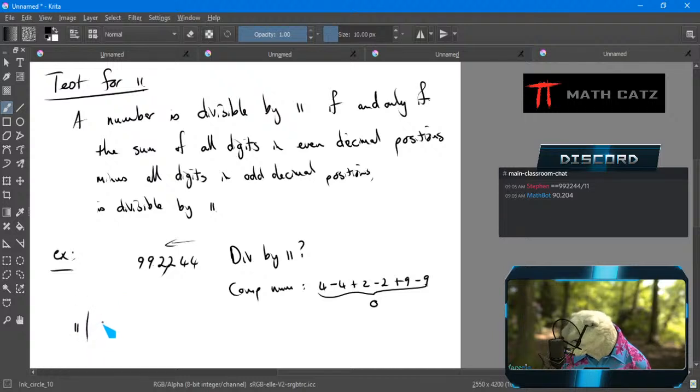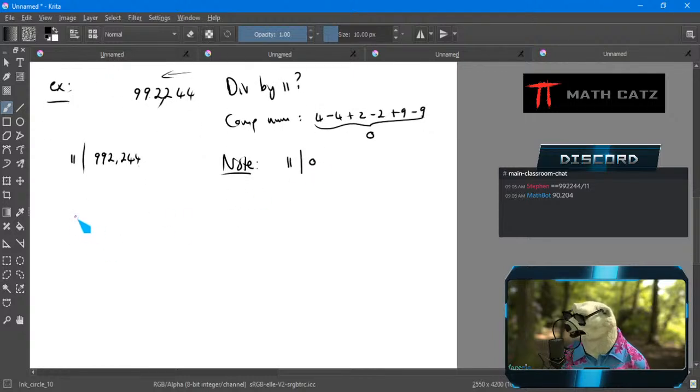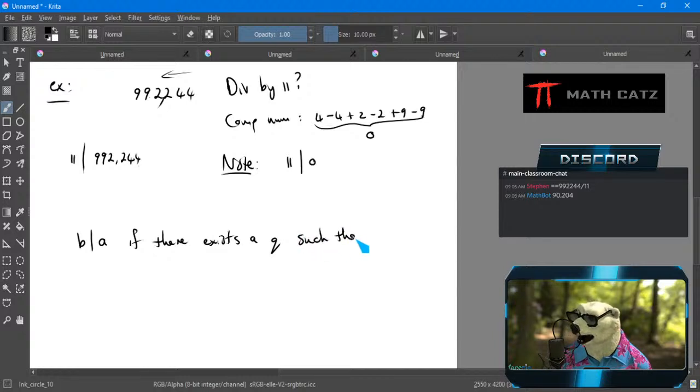So 11 does divide into 992,244. So when I have a comparison number of 0, the answer is actually a yes, because 11 divides into 0. What is my divisibility definition? Remember, B divides into A if there exists an integer q such that I can write it in the quotient remainder form with no remainder. No remainder.